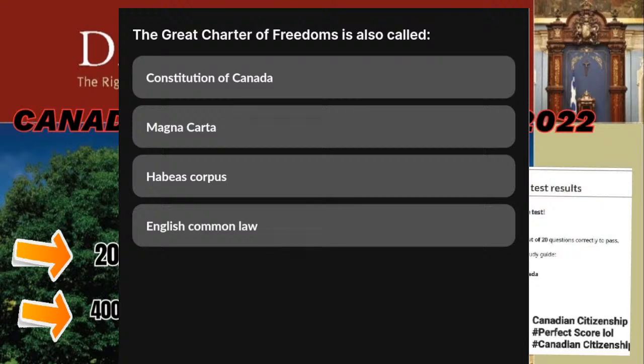Next. The Great Charter of Freedom is also called A, Constitution of Canada, B, Magna Carta, C, Habeas Corpus, or D, English Common Law. And the answer is B, Magna Carta.